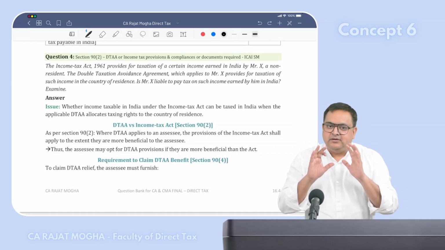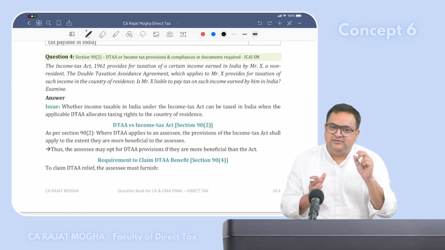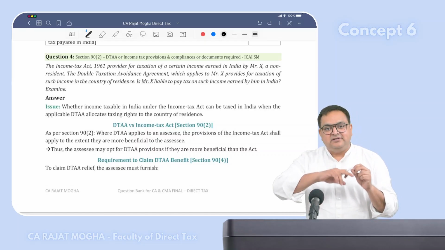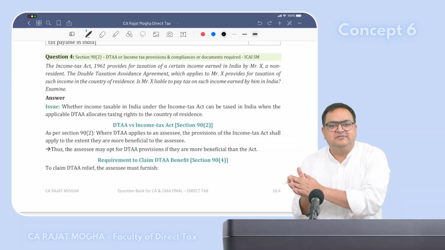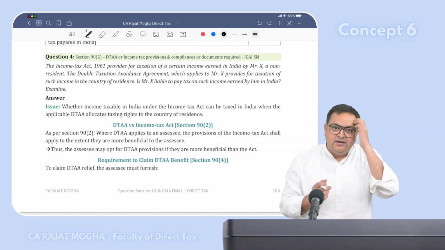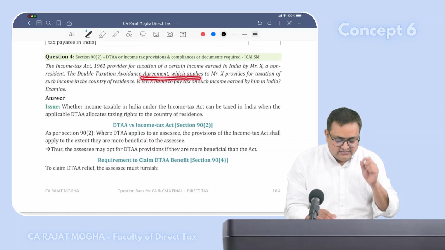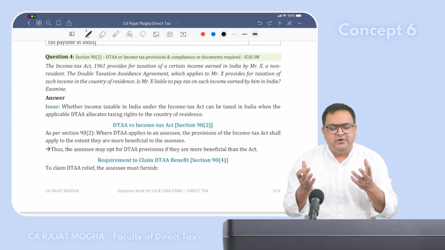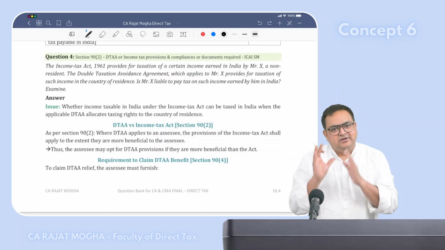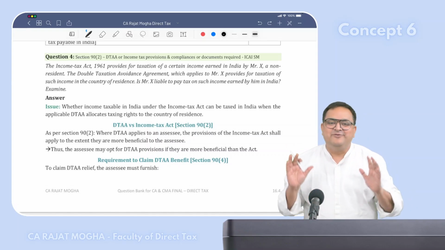So he is a resident of country X, he is earning income in India. Now, the Income Tax Act says that any income which is earned in India is taxable in India. But let's say the DTA says that it will be taxed only in the residence country, not in the source country. So in this case, everybody knows that whatever is more beneficial would be applicable. So DTAA would be applicable.